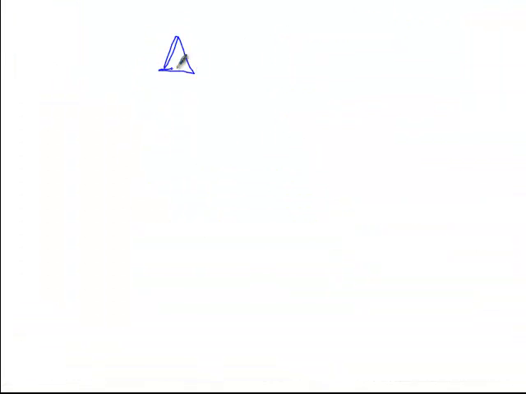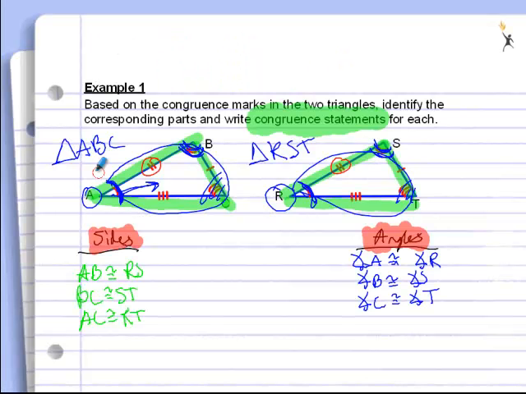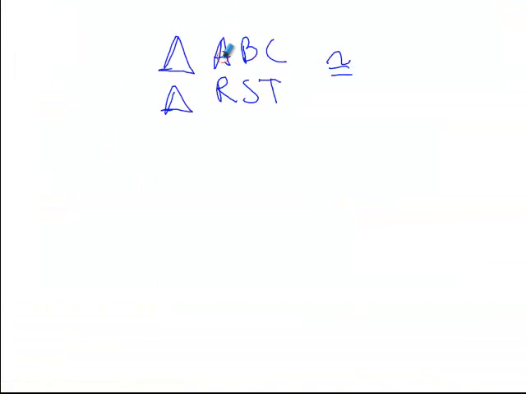If I take triangle ABC and triangle RST, and if I told you that they were congruent, I want you to watch this. If I write them so that their corresponding parts line up, notice how angle A and angle R are corresponding, so they were written first. Angle B and angle S are corresponding, and they were written second. What I want you to notice is you can do this.